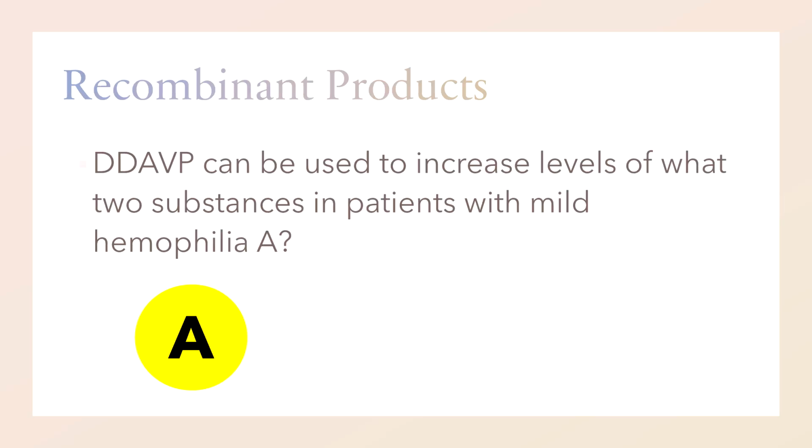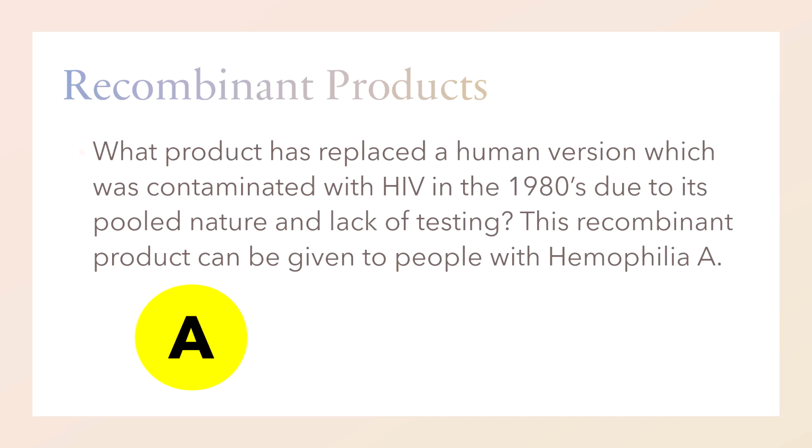Recombinant products. DDAVP can be used to increase levels of what two substances in patients with mild hemophilia A? Von Willebrand's factor and factor VIII. What product has replaced a human version which was contaminated with HIV in the 1980s due to its pooled nature and lack of testing? This recombinant product can be given to people with hemophilia A. Factor VIII.